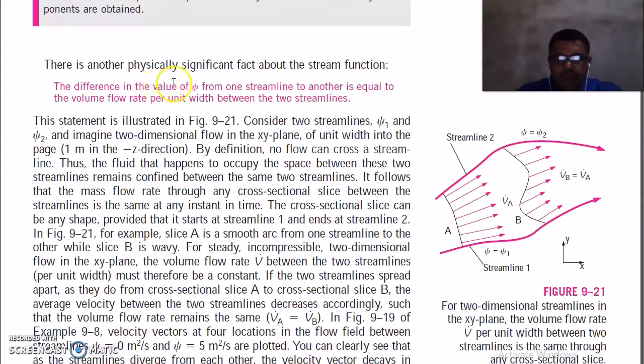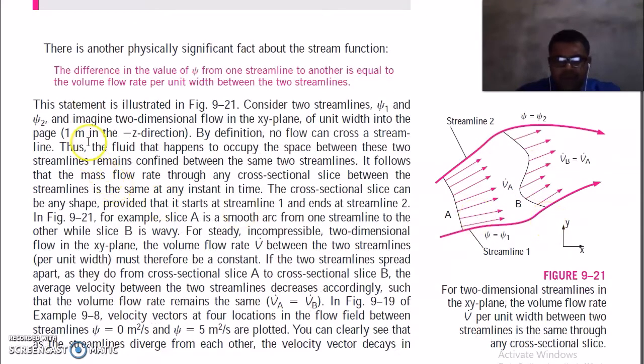There is another physical significance of the stream function. The difference in the value of the stream function from one streamline to another is equal to the volume flow rate per unit width between the two streamlines. This is streamline 2, this is streamline 1, and we will consider this cross-sectional area A, this is cross-sectional area B. So the statement is illustrated in this figure.